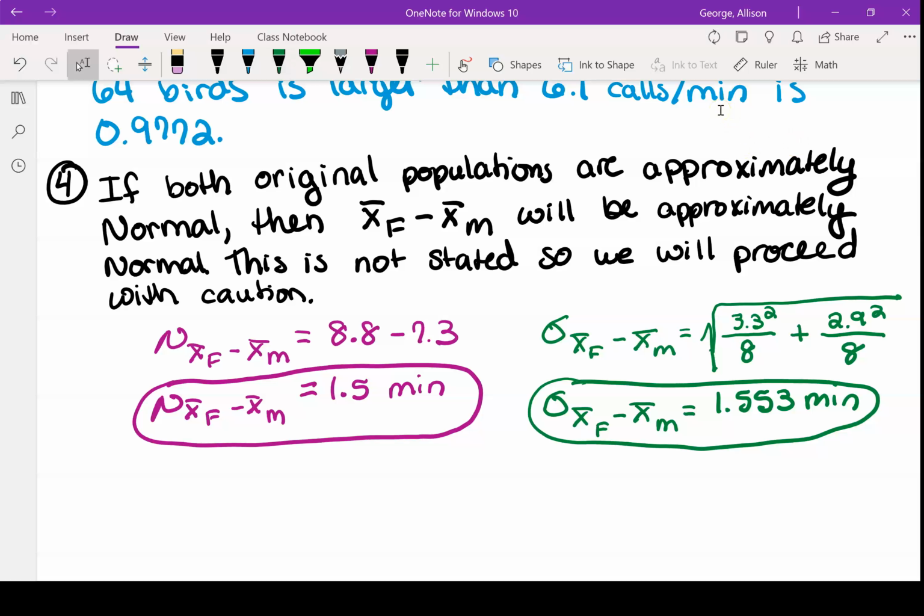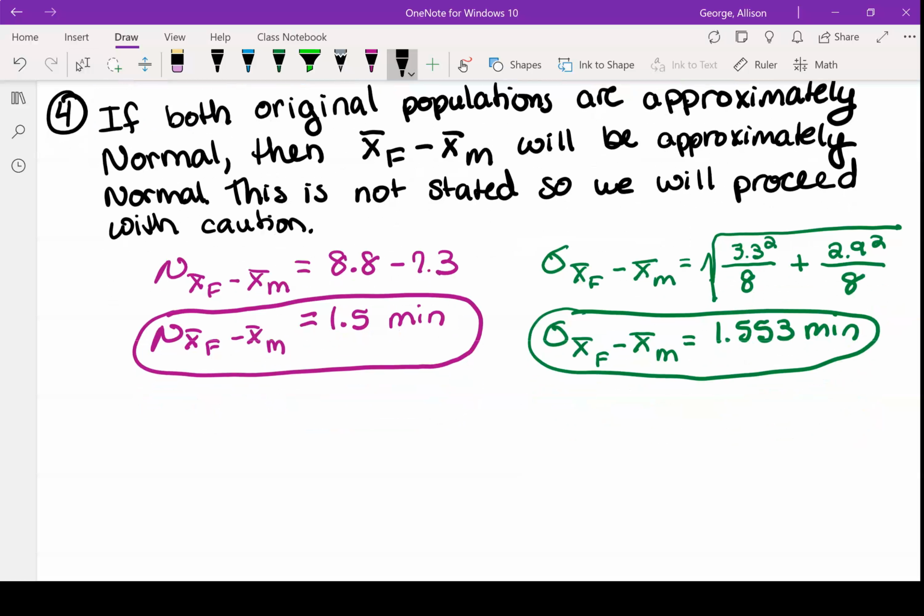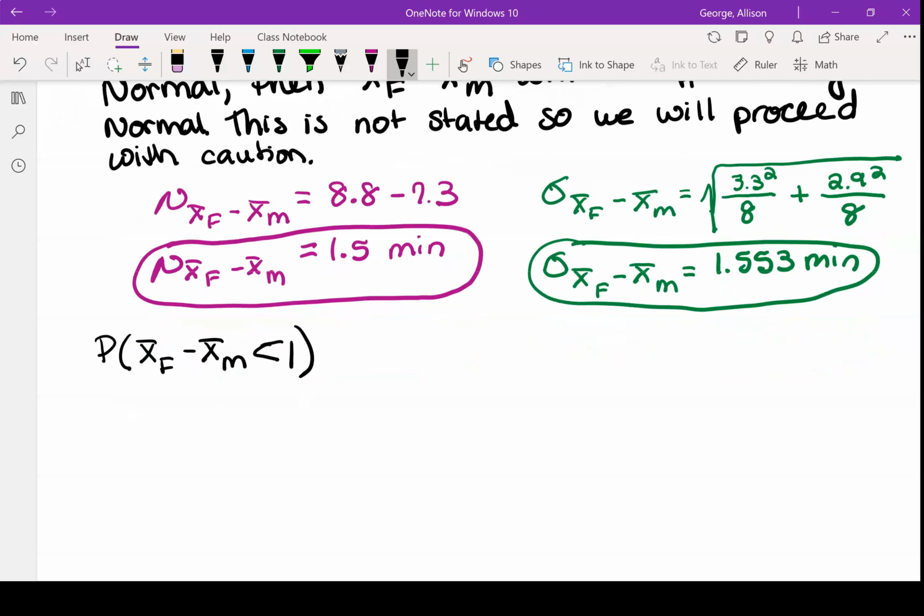All right, so we have those. 10% condition. This tells us that the track meet is for all high school students in the district. So in that case, it's not unreasonable to assume that there might be 80 female students and 80 male students that are competing. So that seems feasible. All right, so from here, we're going to go through and just actually do our calculation. What we're looking for is we want to find the probability that x bar f minus x bar m is less than 1 minute.